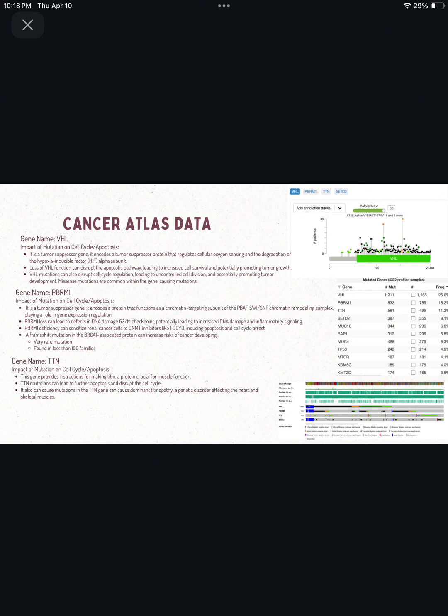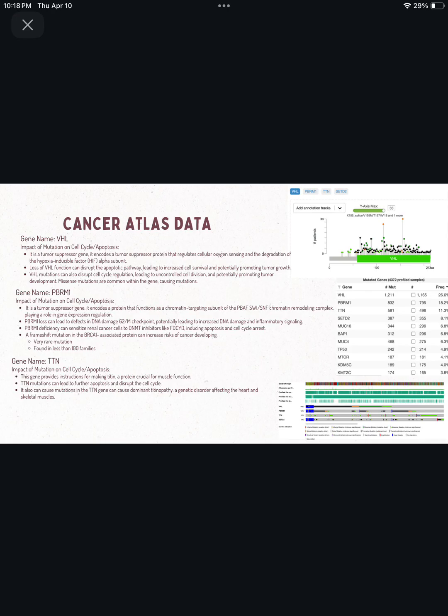The next gene is PBRM1. The way it affects the cell cycle is that a loss in this gene can lead to defects in the DNA and damage the G2 and mitosis checkpoint, leading to increased DNA damage and inflammatory signaling. In addition, PBRM1 deficiency can sensitize renal cancer cells, as mentioned before, to DNMT inhibitors like FdCyd, which induces apoptosis and cell cycle arrest, which basically stops and kills the cell itself.